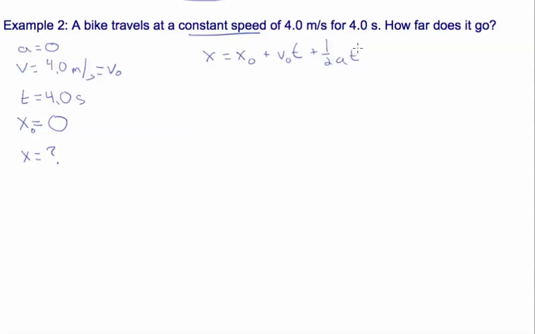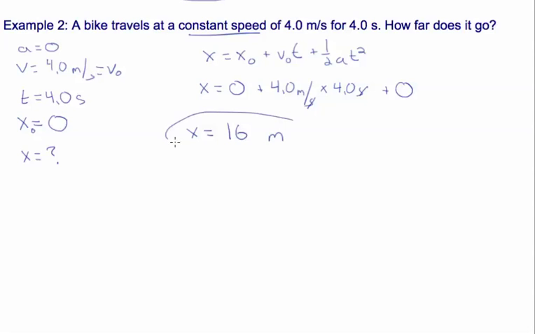So x equals 0 plus velocity times time plus, and because acceleration is 0, all of that's 0, you don't have to plug in. Seconds cancel out, and we get 16 meters. And if we look at significant figures, we have 2 and 2, so we have 2 in our answer.